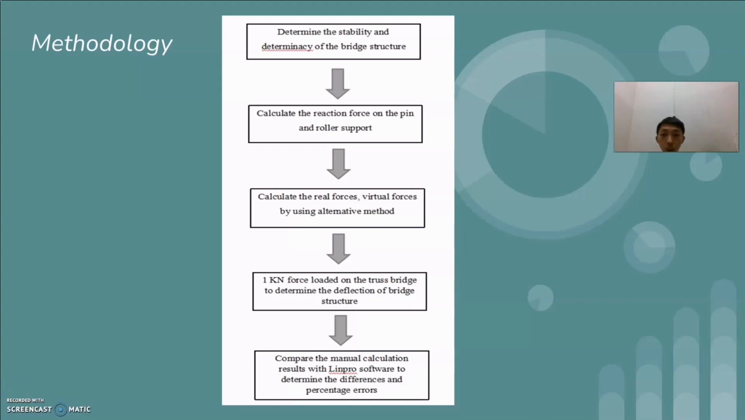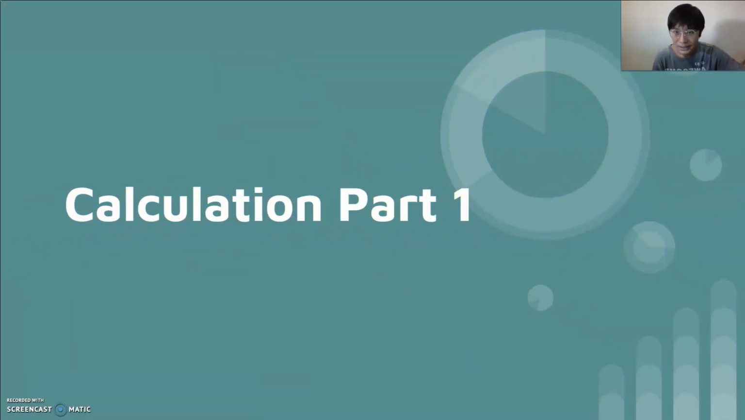First and foremost, we need to determine the stability and determinacy of the bridge structure. The second step is to calculate the reaction force on the pin and roller support. The third process is to calculate the real force and virtual force by using the alternative method. The fourth step is to put a 1 kilonewton force on the bridge structure to determine the deflection of the bridge structure. The last step is to compare the manual calculation result with LinPro software to determine the differences and percentage error.